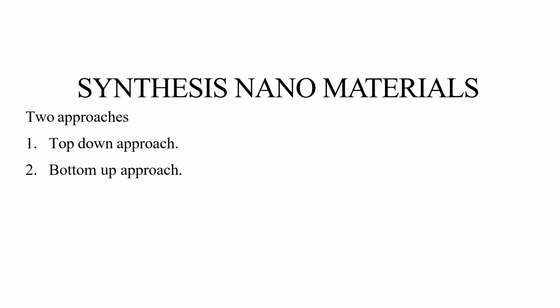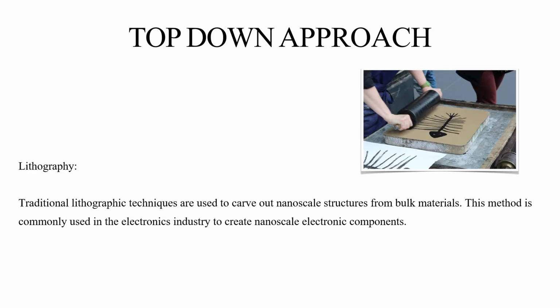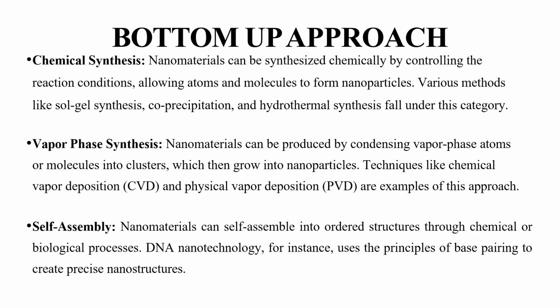Coming to the synthesis of nanomaterials, two approaches are done: top-down approach and bottom-up approach. What is the top-down approach? Traditional lithographic techniques are used to carve out nanoscale structures from bulk materials, such that bulk materials are made into smaller particles. This method is commonly used in the electronics industry to create nanoscale electronic components.